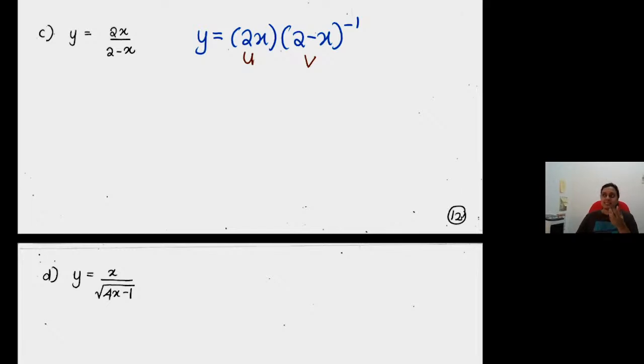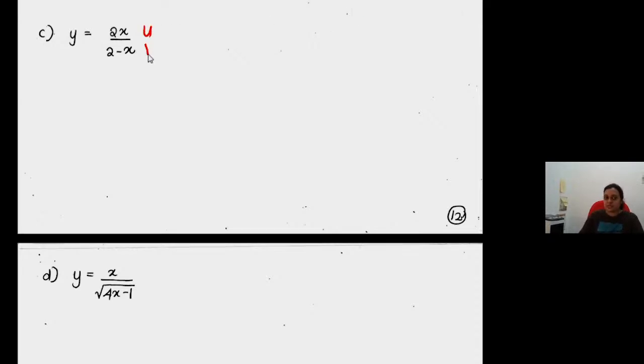Some school teachers only teach product rule, but it's better to know quotient also. Quotient is important to know. So this is u, this is v. Okay, I'm just going to use quotient rule. So let u be 2x, v be 2 minus x.